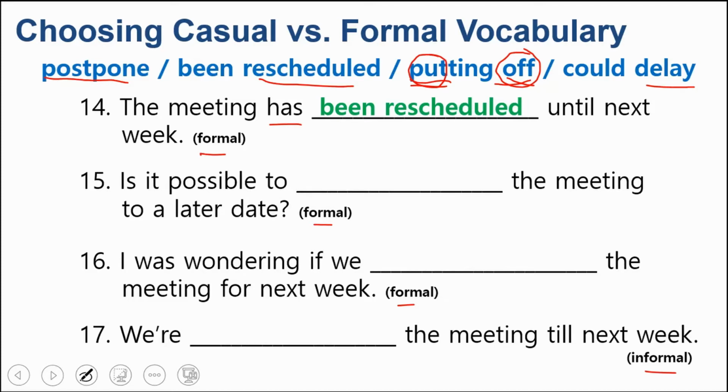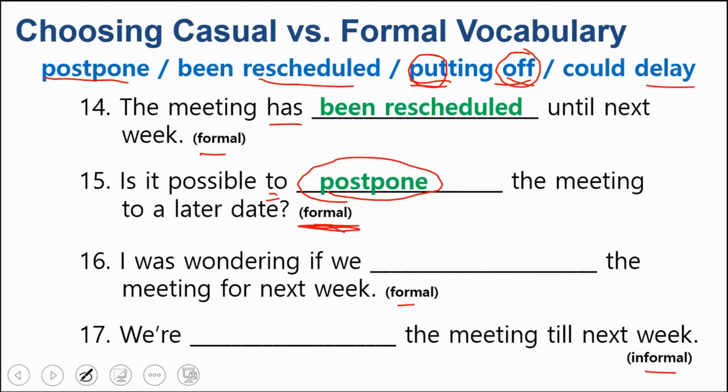Okay. Number 15, is it possible to what? We need a root form of the verb. Here we have postpone. So is it possible to postpone, right? We didn't change the verb. It stays in the original form because of to. Is it possible to postpone the meeting to a later date? Of course you could say, is it possible to reschedule? Is it possible to delay the meeting? No problem. They would have the same level of formality.